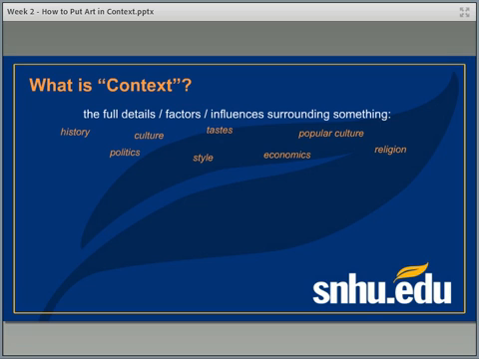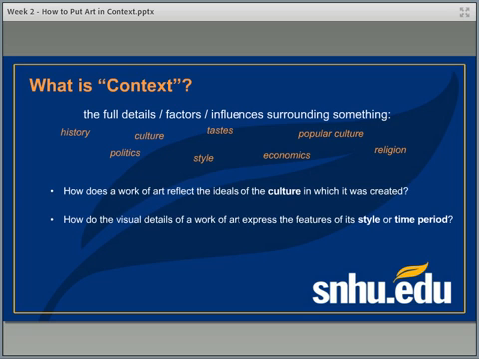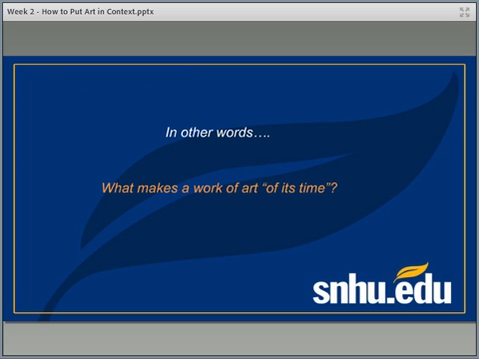So all these elements or factors can have an impact on the way a work of art is created. And again, we want to think about these works of art as not existing within vacuums. They were products of their time period. So we want to ask ourselves, how does a work of art reflect the ideals of the culture in which it was created? Or how do the visual details of a work of art express the features of its style or time period? Or in other words, what makes a work of art of its time? So when we talk about something being of its time, that's what we mean when we're saying putting it into context.